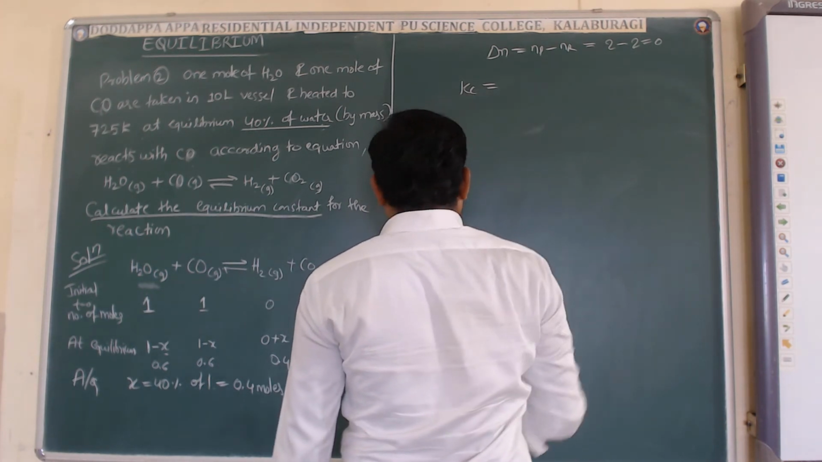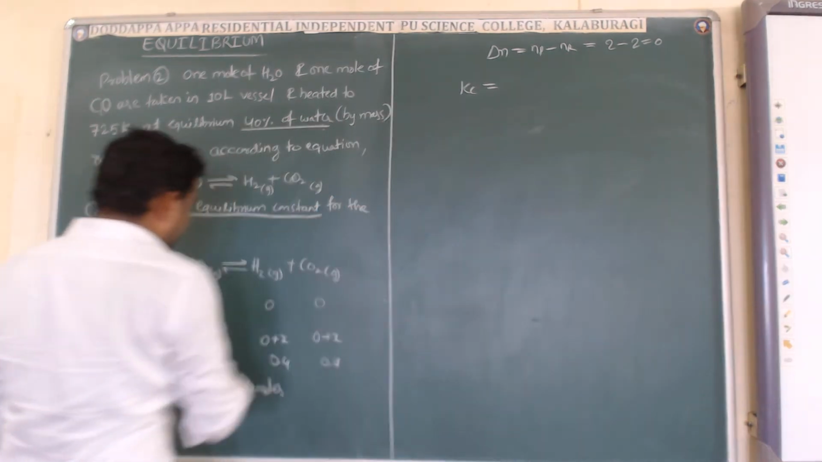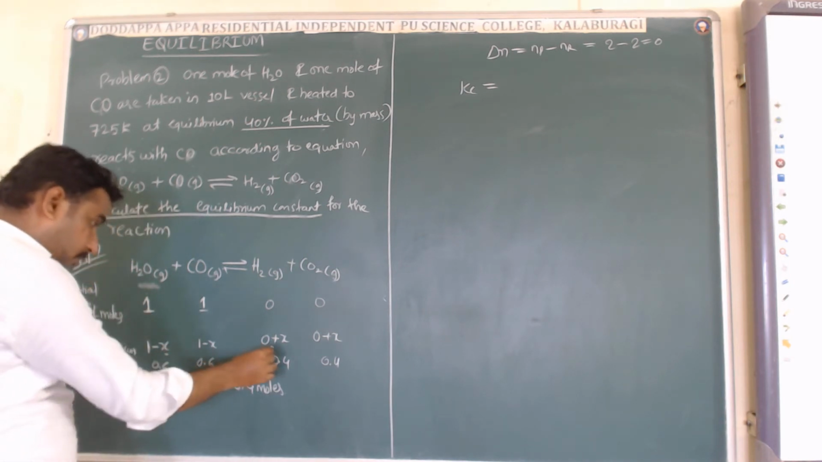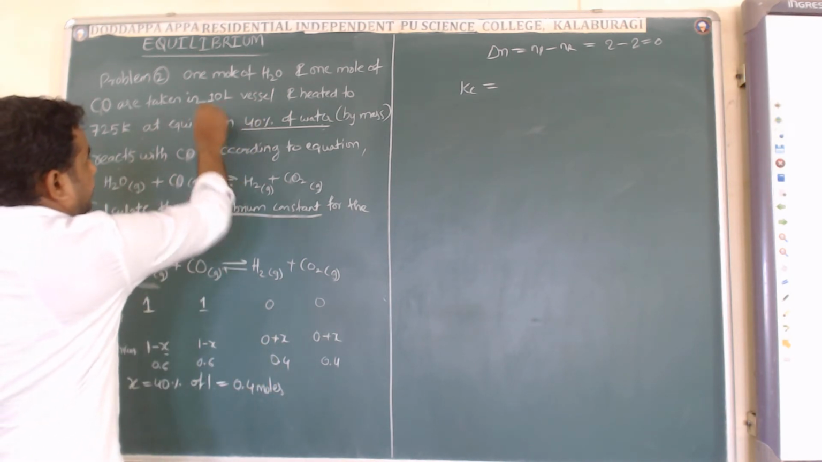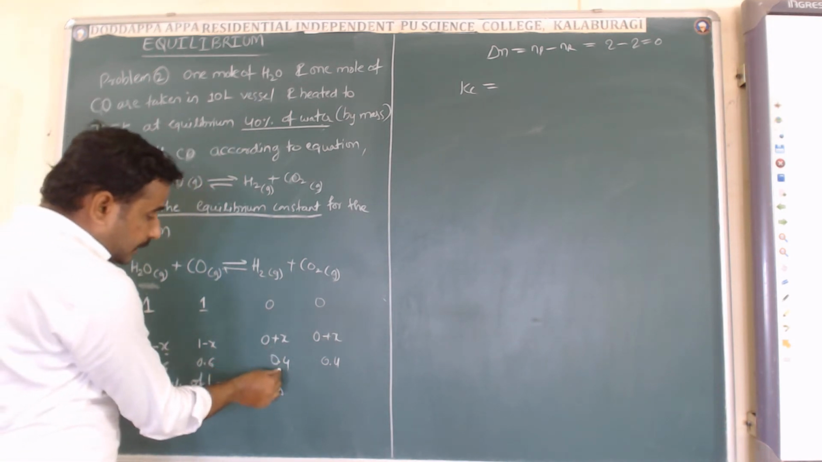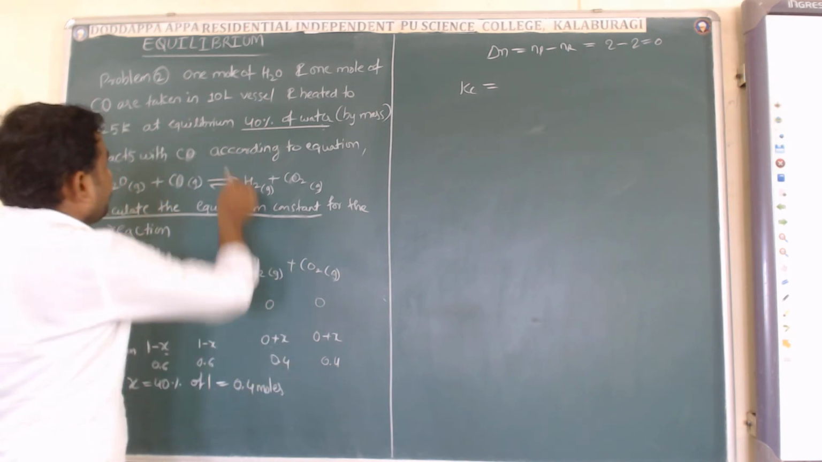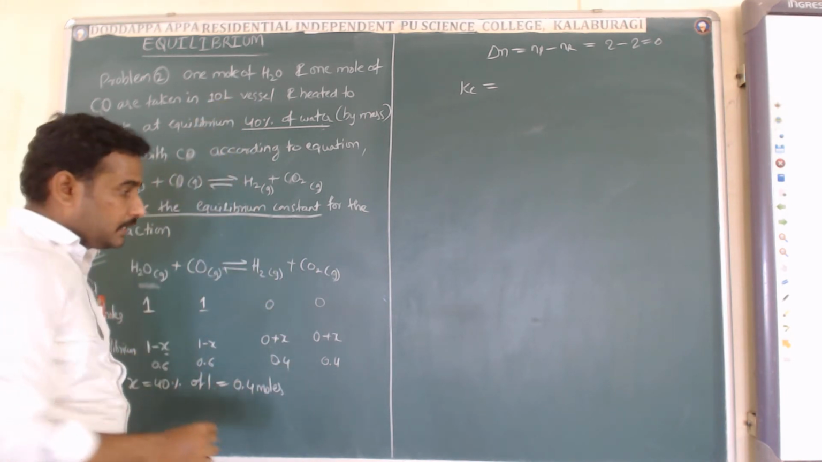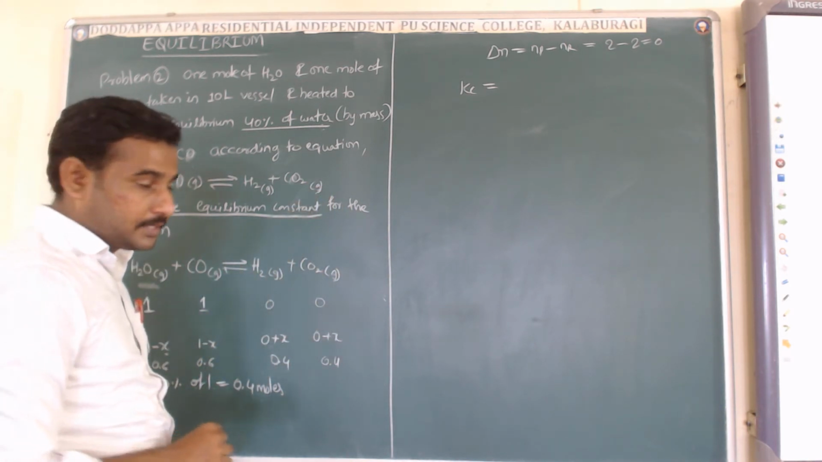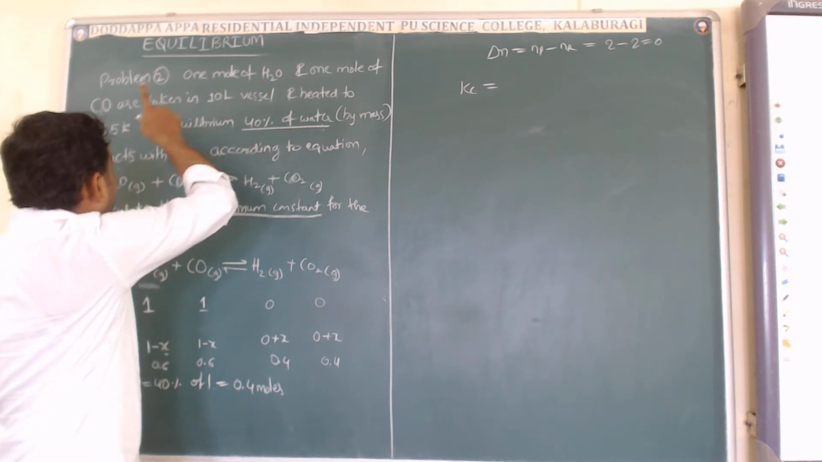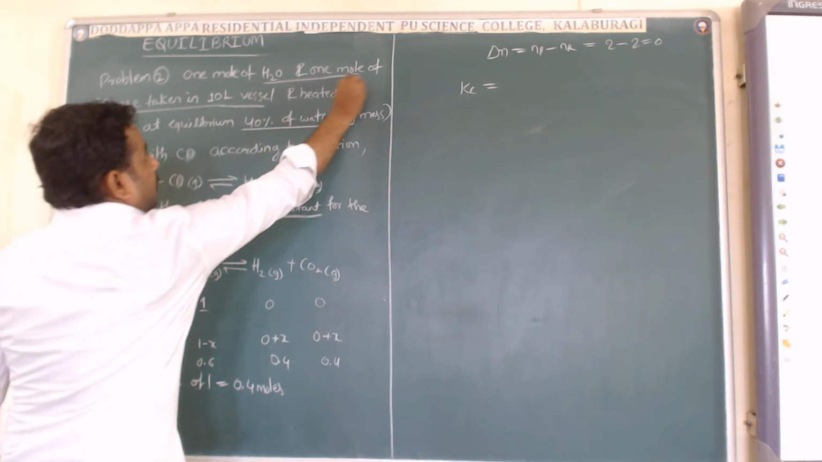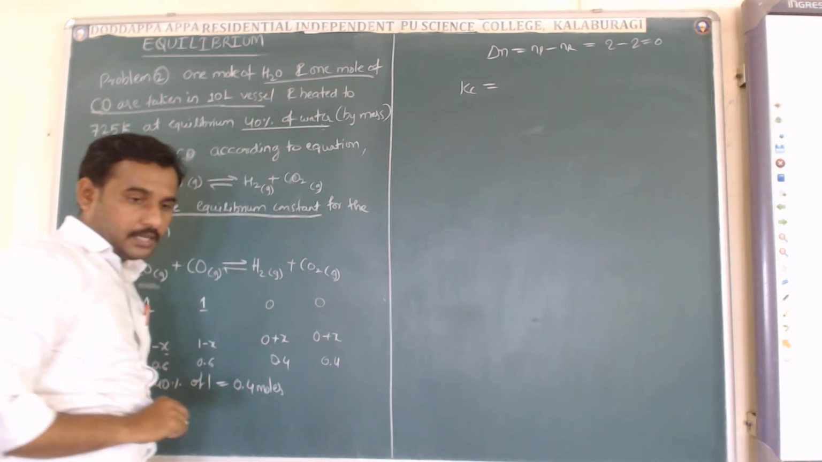Kc is equal to H2. How many moles of H2, hydrogen, are there here? 0.4 divided by 10 you have to take. Why do you have to take 10, sir? Because the number of moles 0.4 is divided by 10, since you are taking a 10 liter vessel. Hydrogen, water and CO, you are taking in a 10 liter vessel. That you have to keep in your mind. The H2O and 1 mole of CO are taken in a 10 liter vessel.